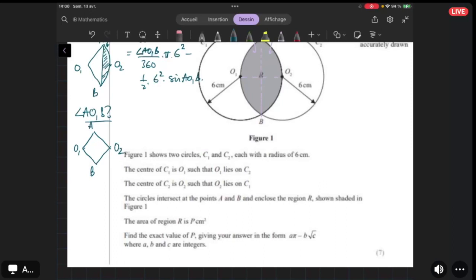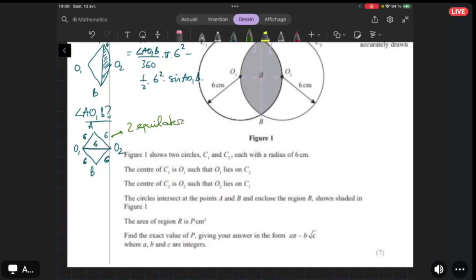I'm going to add one more line, connecting the centers. AO1, 6. AO2, 6. What's O1O2? 6. Because O2 lies on the circumference of the circle with center O1. O1B, 6. O2B, 6. They're all 6s. That means we have an equilateral triangle.